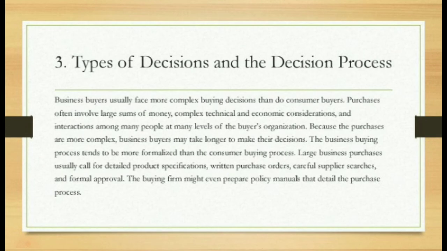Number 3, types of decisions and the decision process. Business buyers usually face more complex buying decisions than do consumer buyers. Purchases often involve large sums of money, complex technical and economic considerations, and interaction among many people at many levels of the buyer organization. Because the purchases are more complex, business buyers may take longer to make their decisions.